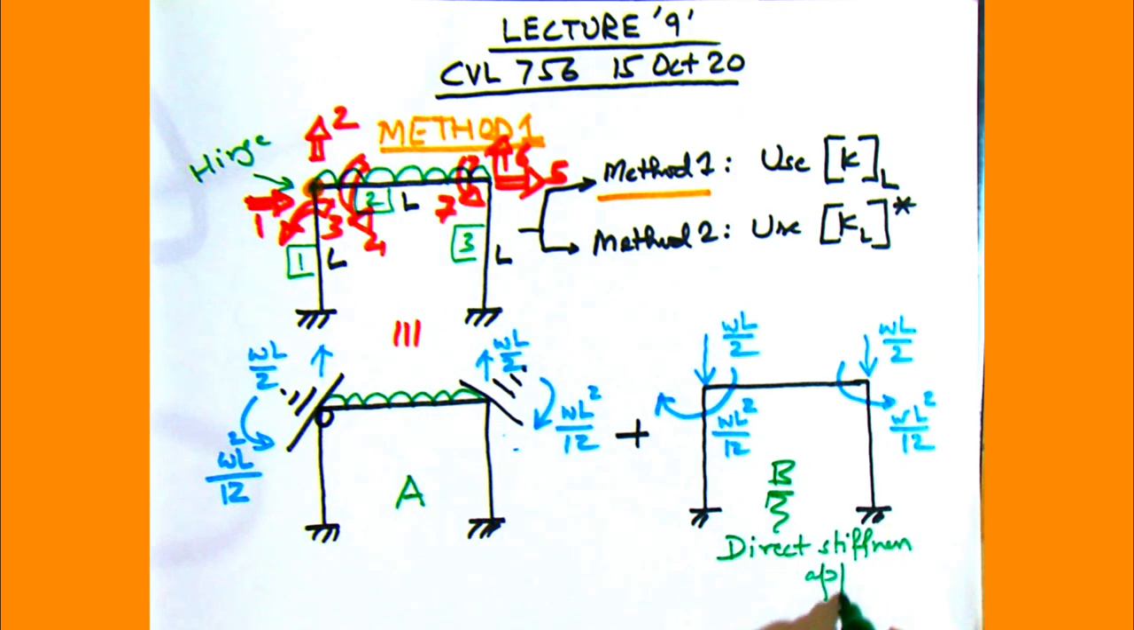Is a new document camera. I am pointing the mouse, so I am now shifting. So what you find here, that this structure we'll analyze by the direct stiffness approach, and whatever results we get, we have to superimpose the results with structure A.